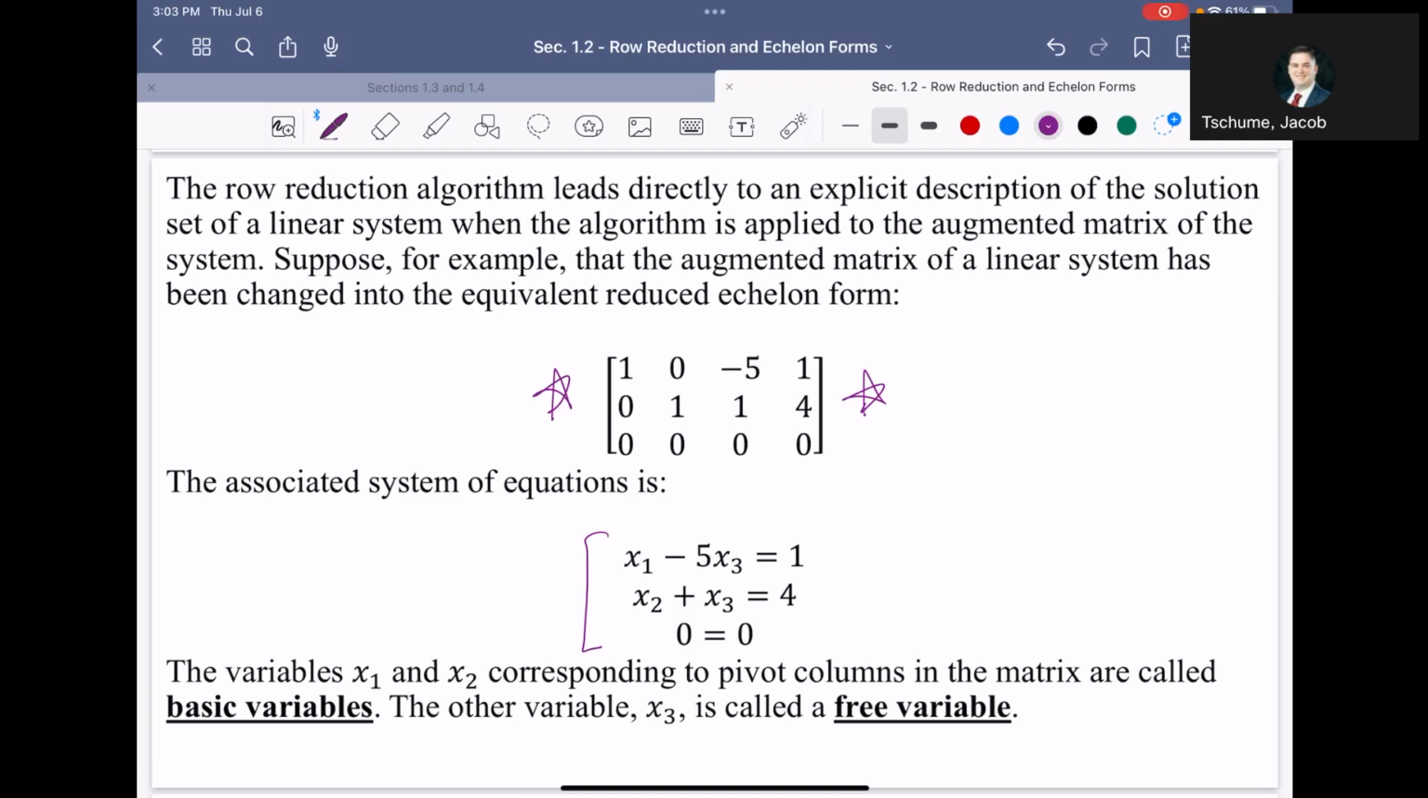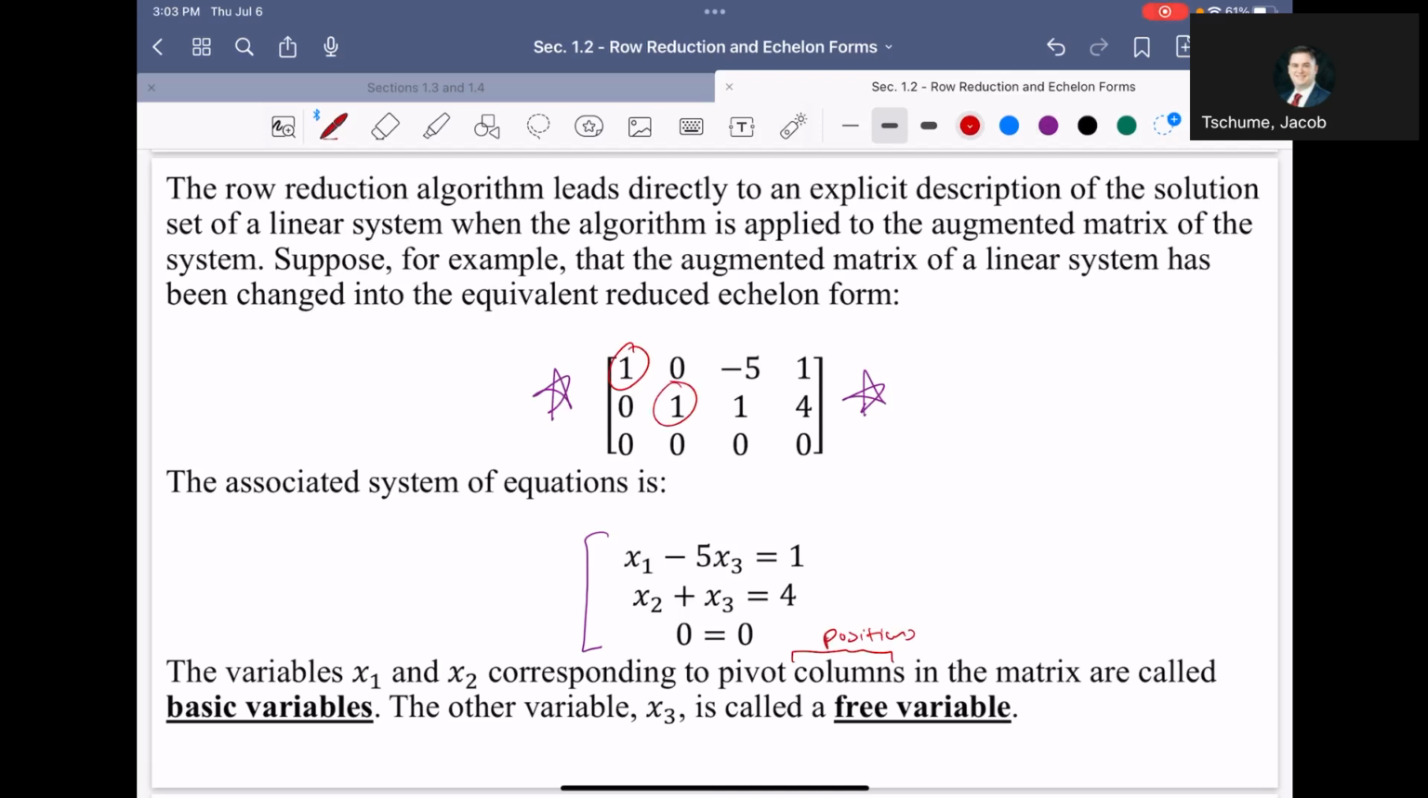In the last video, we saw the example where if you had 0 equals a different number, that was a false statement and thus formed an inconsistent solution. But as we know, 0 does equal 0. So what that tells you is the last two sentences I have at the bottom of your screen right now. In this case, the variables x1 and x2 corresponding to pivot columns in the matrix are called basic variables. Now, this definition uses pivot columns, but this can easily be changed to the word positions and still holds.